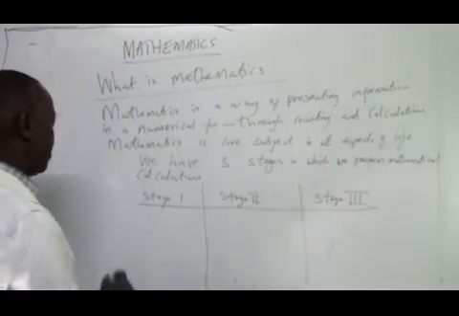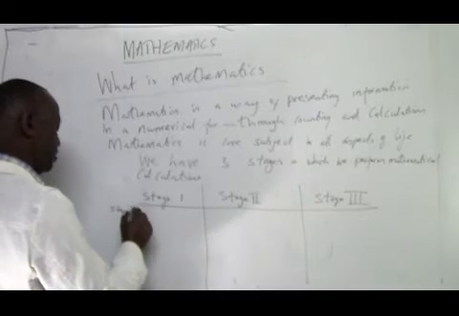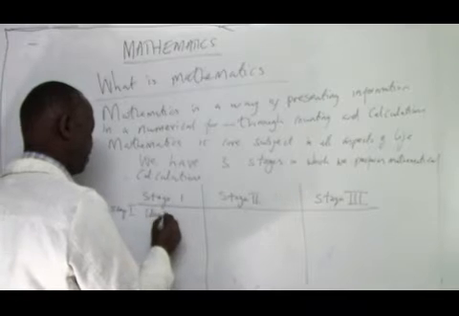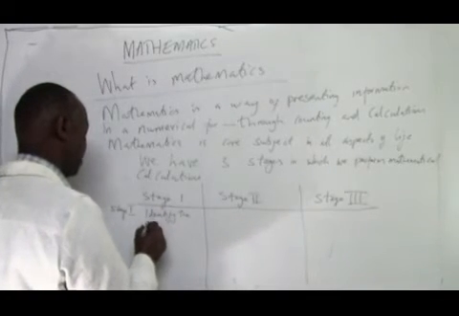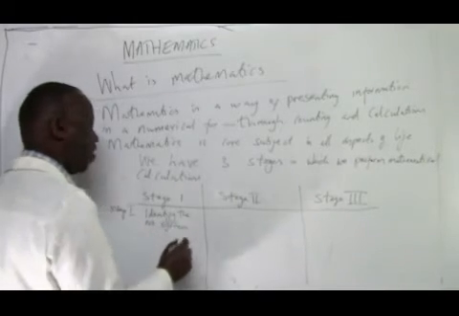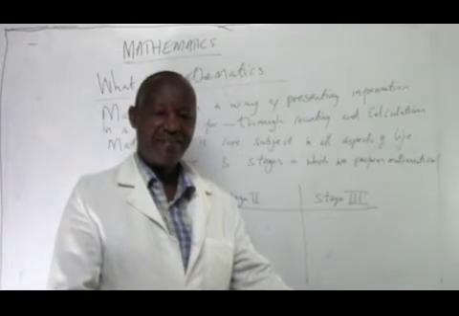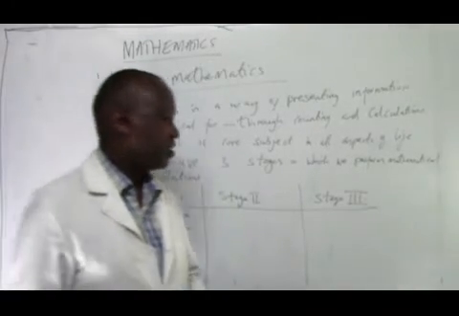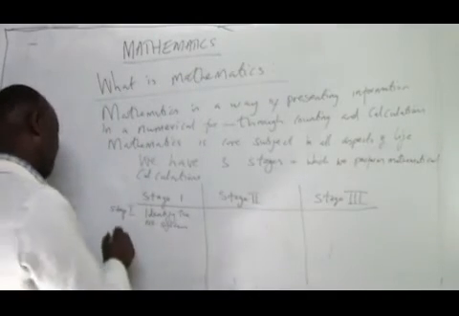In stage 1, we have step 1: identify the number system. How are you going to count? Are you going to count in tens, the normal way of counting, or are we going to count in twos, like the computer language? So that is our number system.